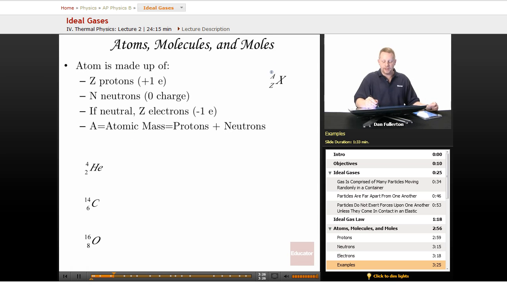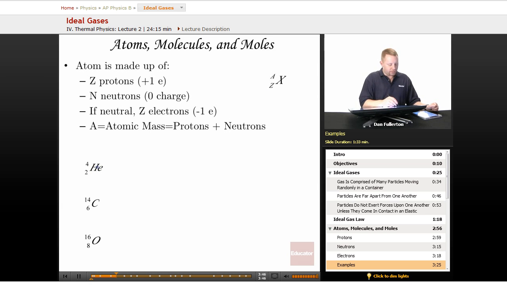Now the atomic mass, A, up here, is the number of protons plus neutrons. So you've got the protons here, you've got the protons plus neutrons here. So if you want just the number of neutrons, take A, subtract Z, and you'll be left with the number of neutrons you have for your atom, molecule, element.